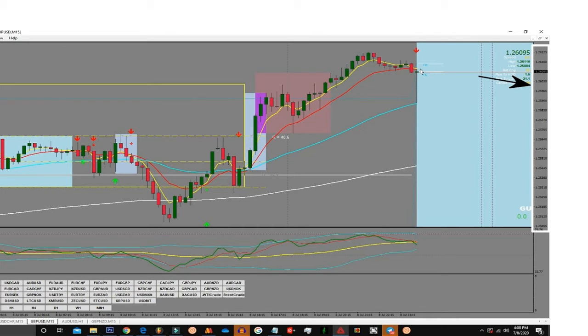So basically, the market moved down, inducing sellers, and then it came back up, and is most likely gonna shoot back up to hit some stop losses. So that's kind of like what they like to do.